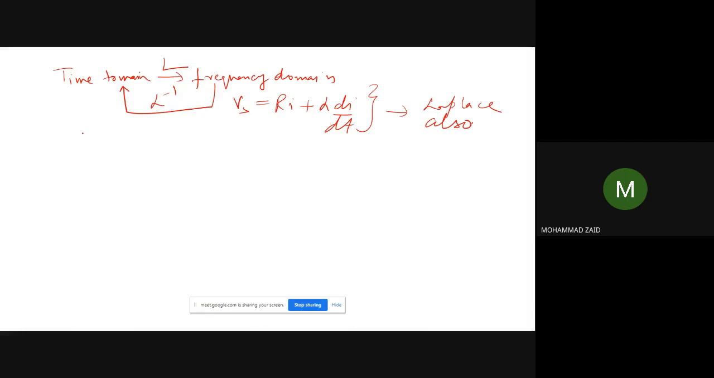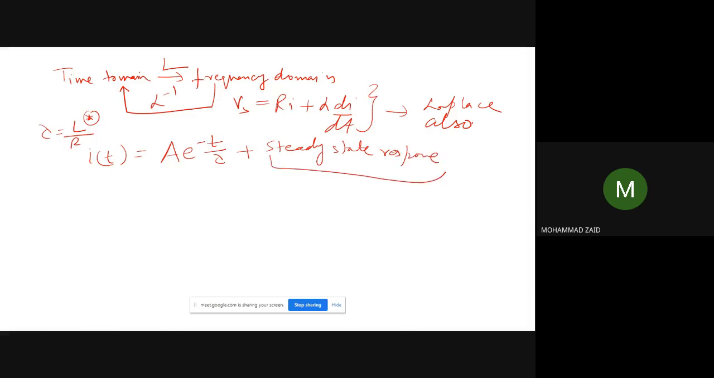Now, for an RL circuit, which was shown earlier, we can write directly the response i(t) is equal to the transient part, that is A times e to the power minus t by tau, where tau is equal to L by R, that is the time constant of the circuit, plus the final steady state response.